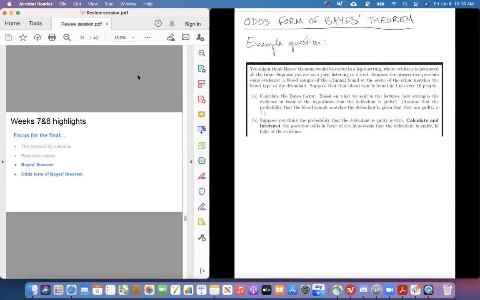So what's the question say? It says, you might think Bayes' theorem would be useful in a legal setting where evidence is presented all the time. Suppose you're on a jury listening to a trial and the prosecution presents some evidence.